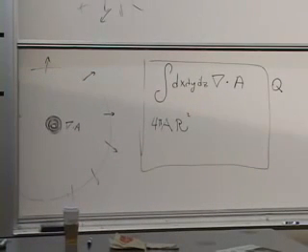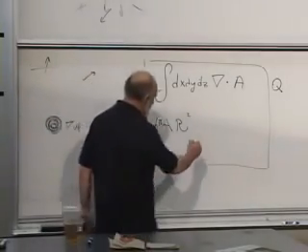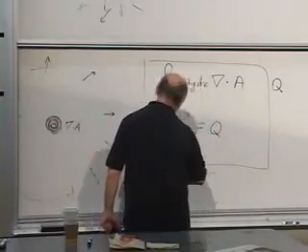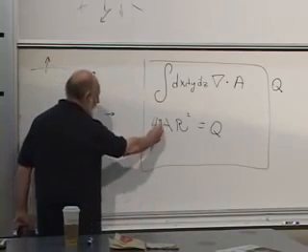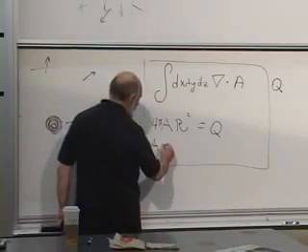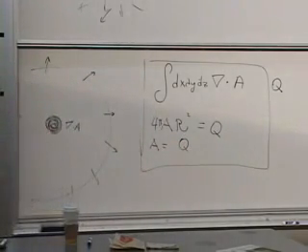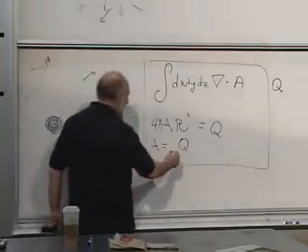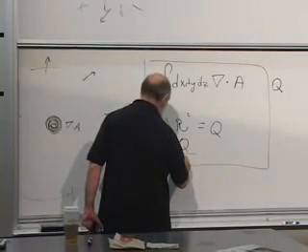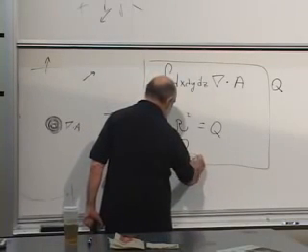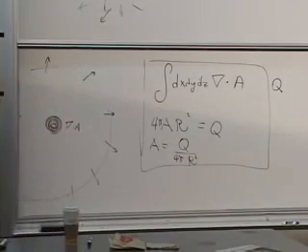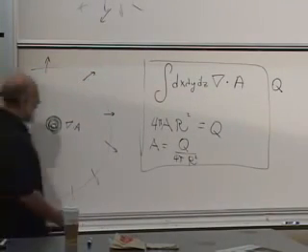Oh, yeah. 4 pi r squared times the magnitude of the field is equal to Q. So look what we have. We have that the magnitude of the field is equal to the total integrated divergence divided by 4 pi r squared. The 4 pi is just a number. Does that look familiar?